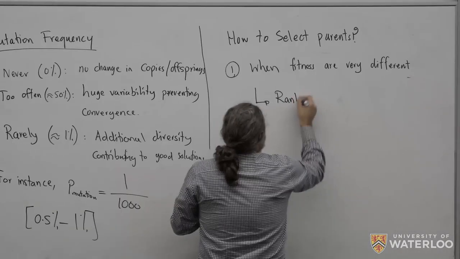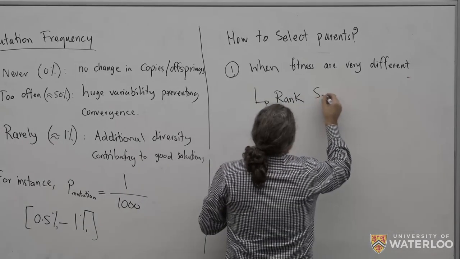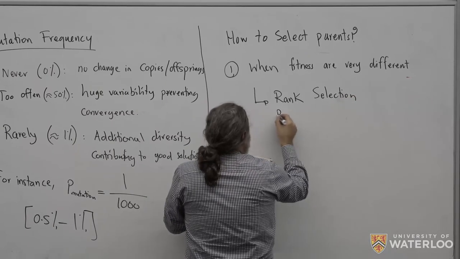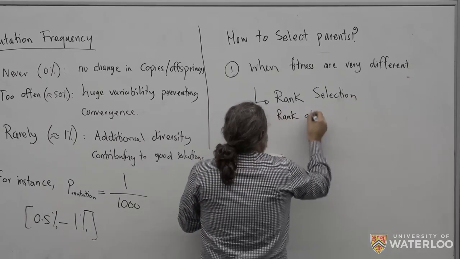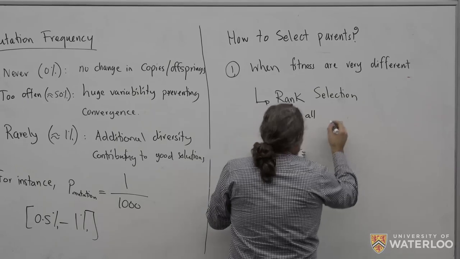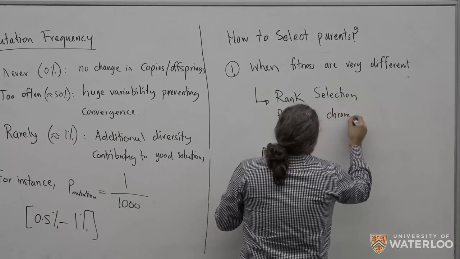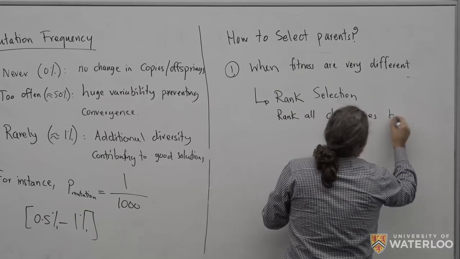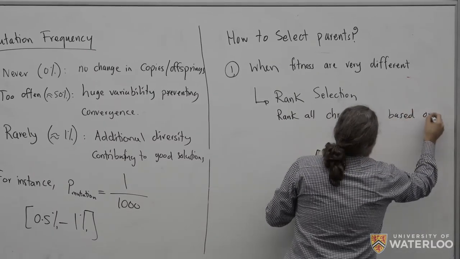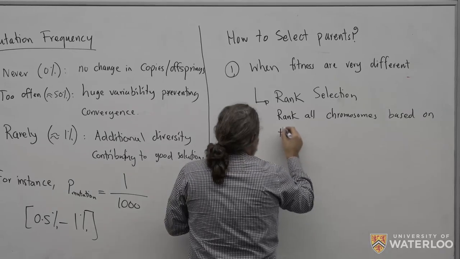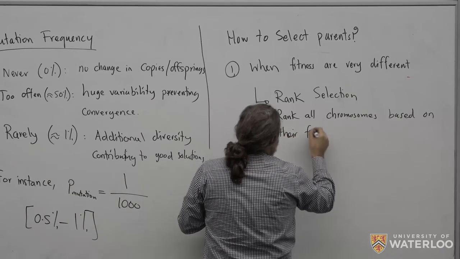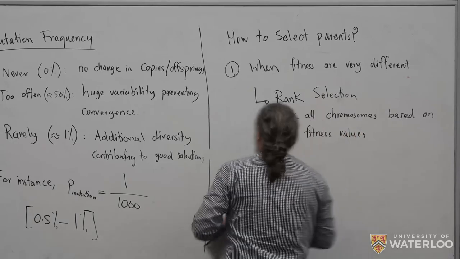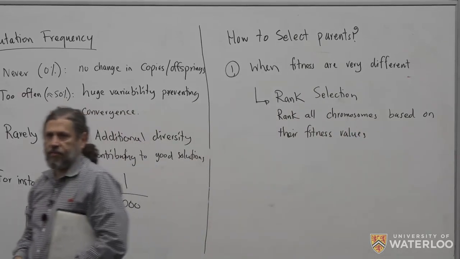So we call this rank selection, which means we rank all chromosomes based on their fitness values. And then you select the top ones.